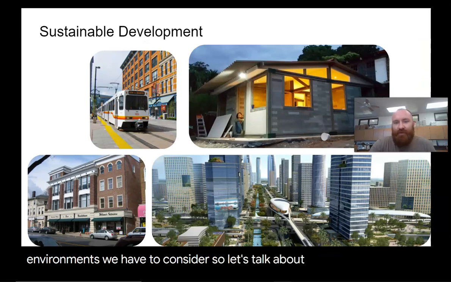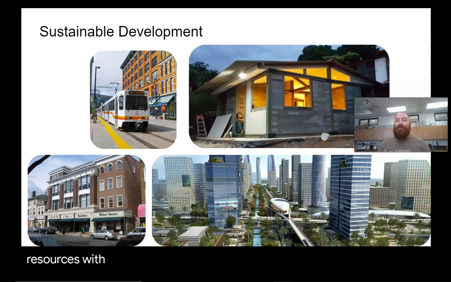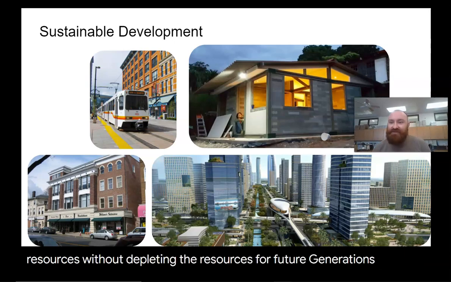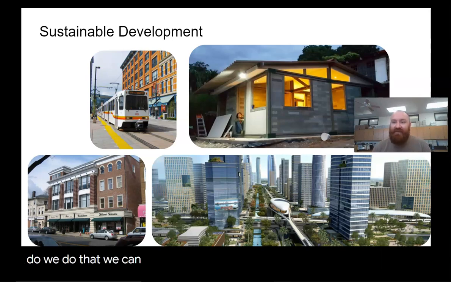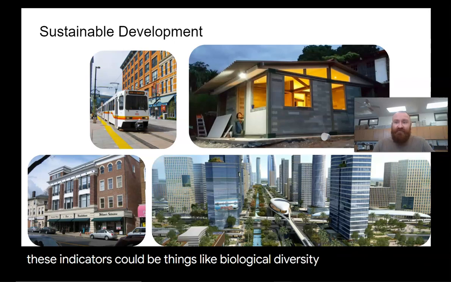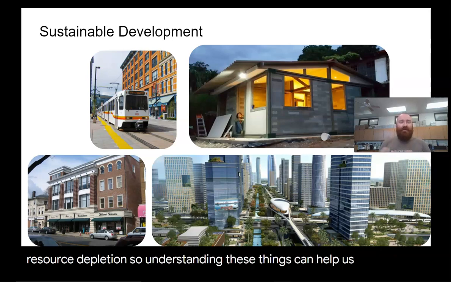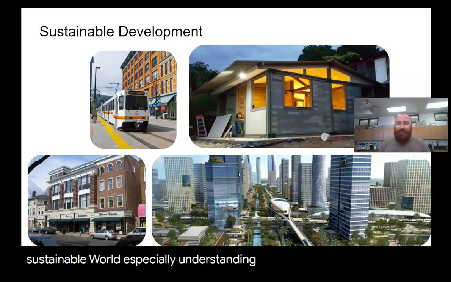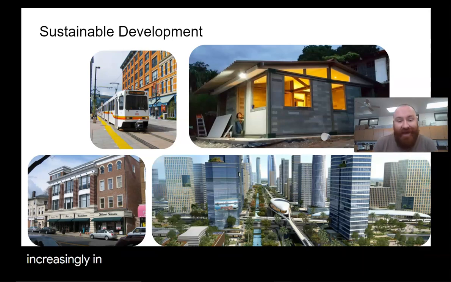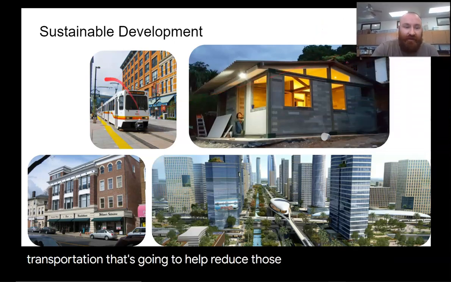So let's talk about sustainable development. Sustainability refers to humans living on Earth and using their resources without depleting the resources for future generations. So how do we do that? We can use indicators to help us understand what's going on. These indicators could be things like biological diversity, food production, surface temperatures and carbon dioxide, and human population and resource depletion. So understanding these things can help us build a more sustainable world, especially understanding that people are living increasingly in urban environments. So one thing to consider is public transportation. That's going to help reduce those carbon dioxide emissions.